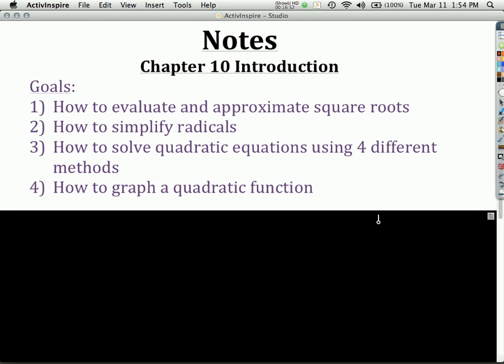So, you're going to be learning how to simplify square roots and approximate them and evaluate them. You're going to learn how to simplify radicals. You're going to learn how to solve quadratic equations using 4 different methods, and you already know one of them. You did it in chapter 9. It's called factoring. You already have done it. And we're going to actually start the chapter with goal number 4, which is graphing a quadratic function.